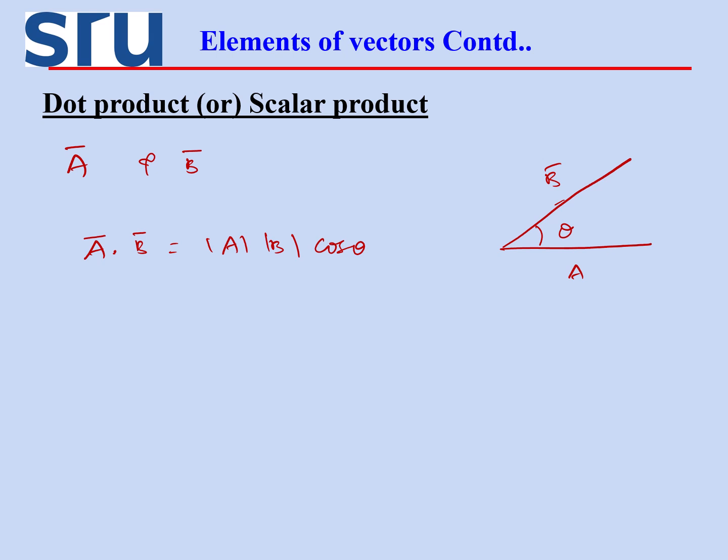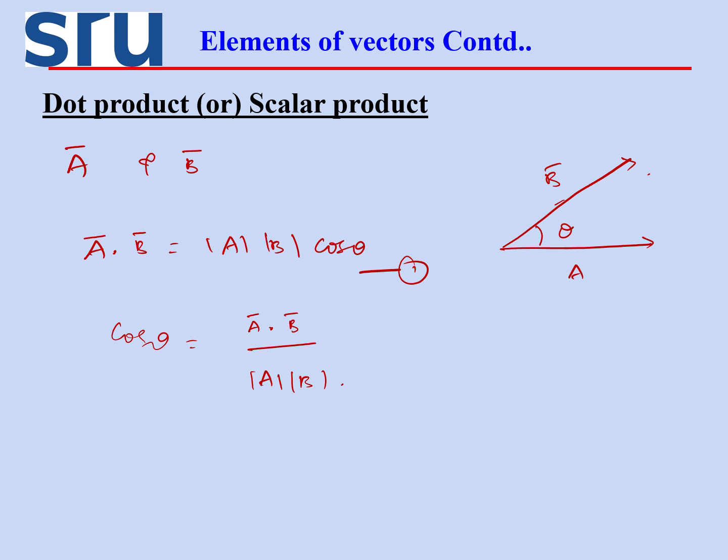So now the dot product between A and B we can write like this, or cos theta equals A dot B by mod A mod B.